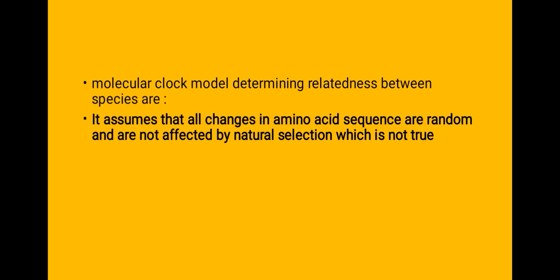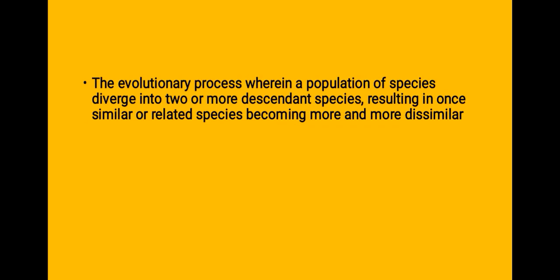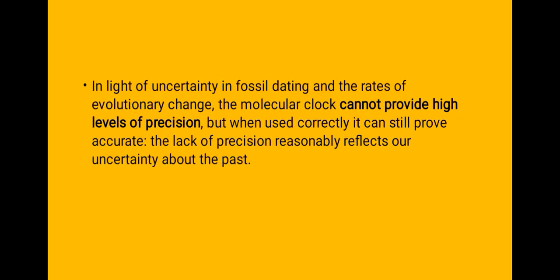The molecular clock model for determining relatedness between species assumes that all changes in amino acid sequence are random and are not affected by natural selection, which is not true. Divergence is the evolutionary process wherein a population of species diverges into two or more descendant species, resulting in one similar or related species becoming more and more dissimilar.